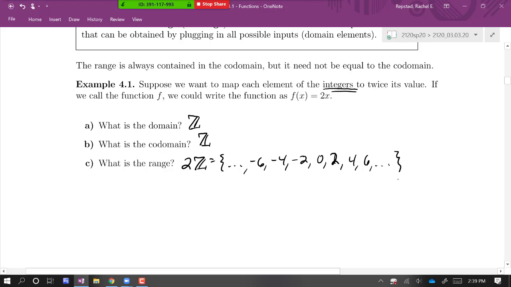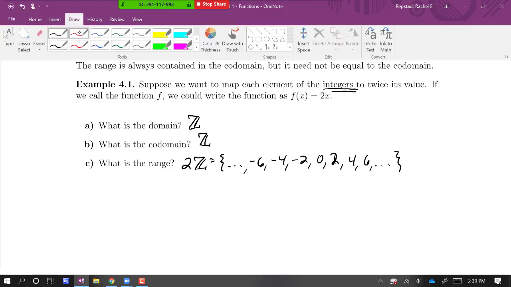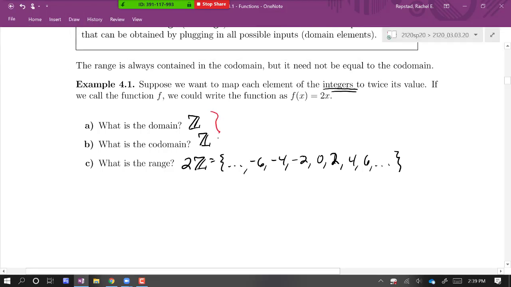When we say that we want to map each element of the integers to twice its value, we list the domain as Z, and the codomain is also Z. A shorthand when we're defining a function is to call it f, and then use a little colon from Z to Z. This is often a way that people will indicate what their domain and codomain are for a function.